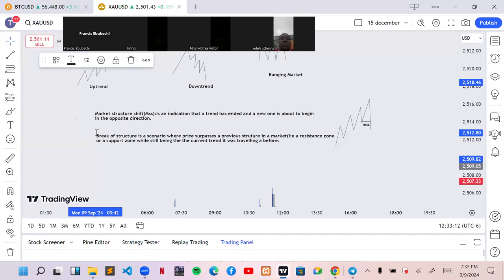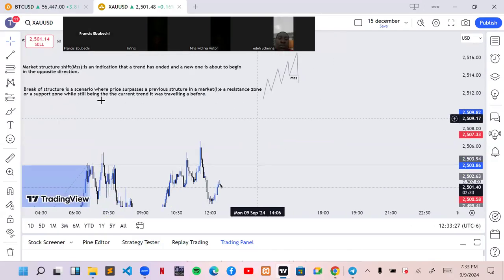Now, market structure shift. Once the trend ends, your trade is going to be in the opposite direction. But in the break of structure, there's a structure break, and we're still going to take a trade in the same direction that the market was traveling at before. So this is what I mean. This is market structure. But in break of structure, you have something like this.